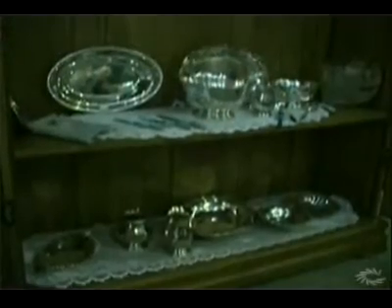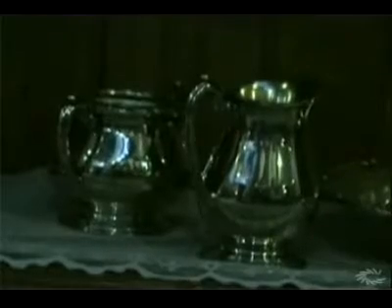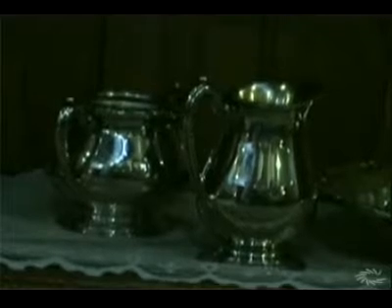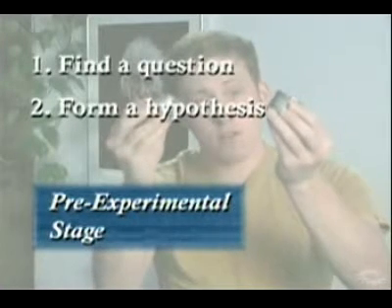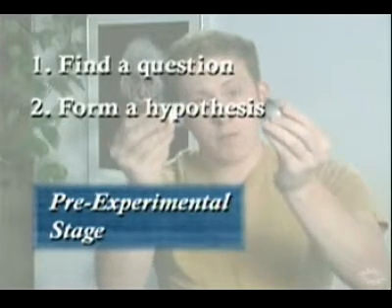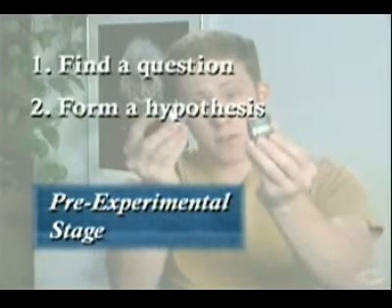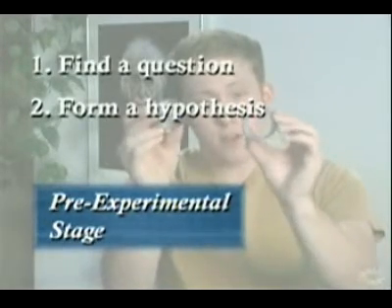So Sam noticed that silver tarnishes, and he was curious to know why this happens. He then formed a hypothesis that if silver is exposed to oxygen, then tarnish will develop. These are the first 2 steps in the scientific method: 1, finding a question, and 2, forming a hypothesis. Let's look at some different questions and see what hypotheses might be proposed to answer them.